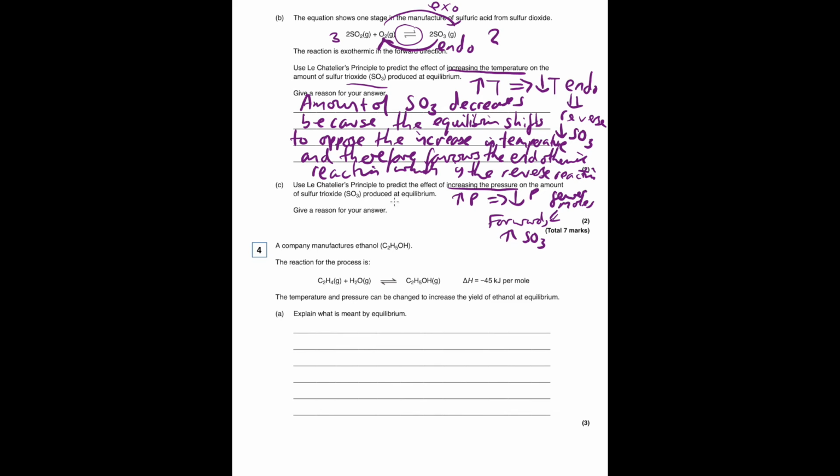There wasn't actually much space to write this answer here, but I'll just write it as concisely as possible. So increasing SO3 because there is a shift to favour our reaction producing fewer moles.